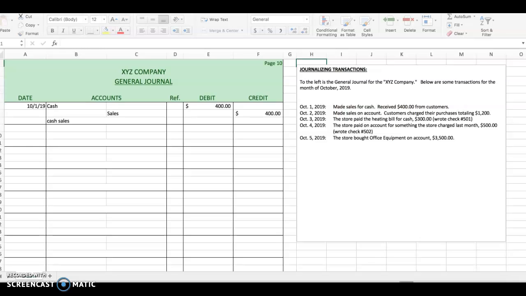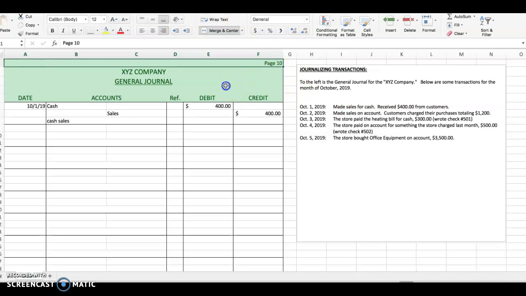On your screen, you see, as I said, the general journal for the XYZ company. It has a page number. This happens to be page 10, and it has columns, an 8-column accounts. We'll look at that in a moment. Something called a reference column. REF stands for reference, and we won't deal with that right now. We'll look at that later in the course.